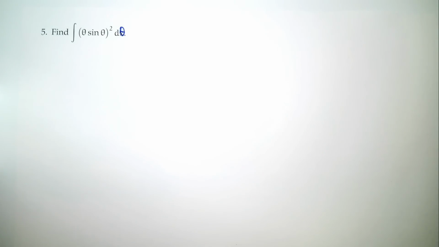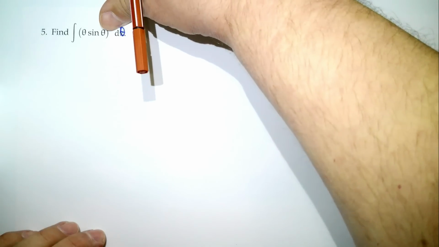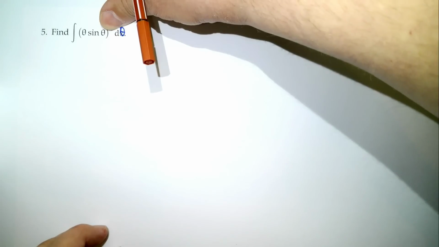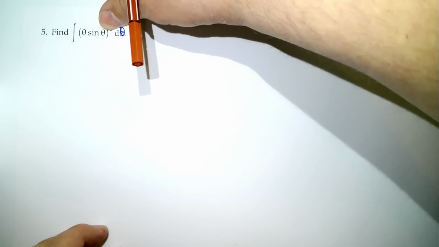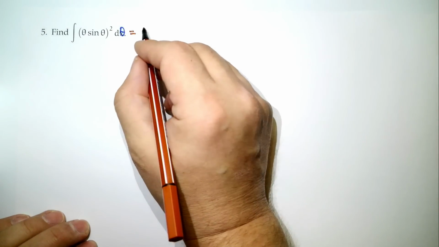Okay, find the integral of theta sine theta, quantity squared, d theta. All right. Interesting. Well, how can we approach this? Now, if it was just theta sine theta, that wouldn't be so bad. What would we do? You do it by parts. Yeah, there's no big surprise. But now we squared it. So maybe we have to think a little bit differently here.